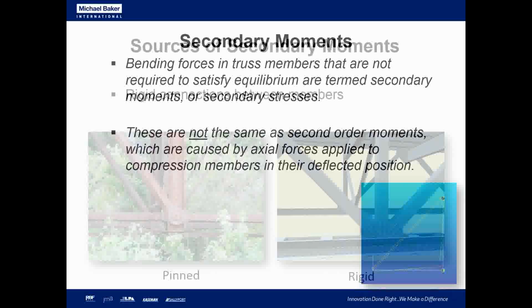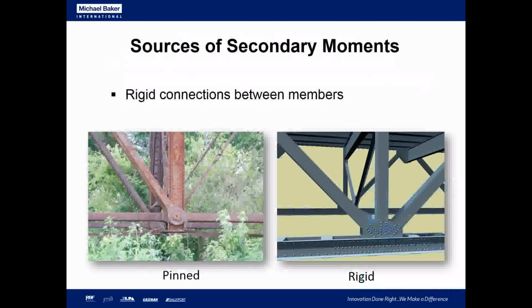So we saw the primary moments were caused by applying load away from truss joints in some fashion. Secondary moments are caused by rigid connections between members. Early truss bridges had joints that actually were true pins, but most heavier bridges, even ones that are about 100 years old, will have a more rigid connection with gusset plates, and this rigidity creates these secondary moments.